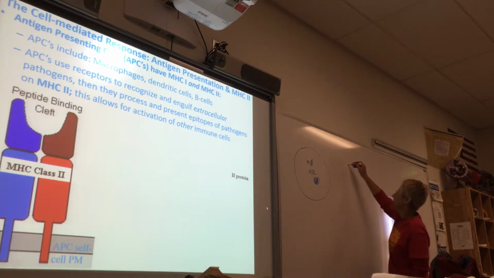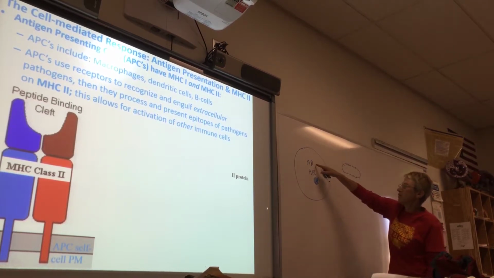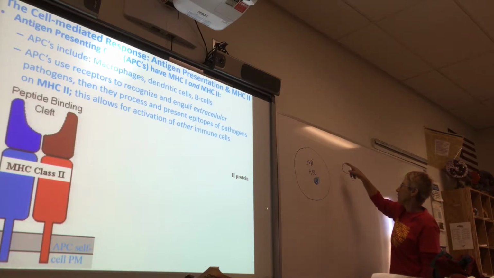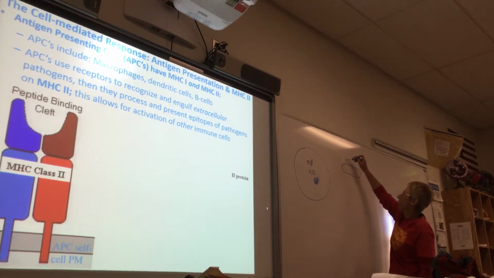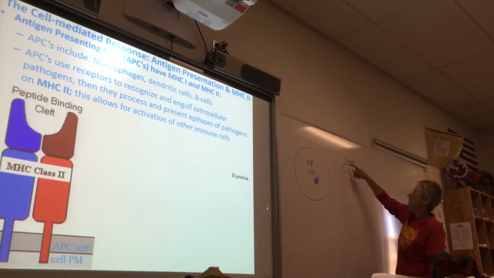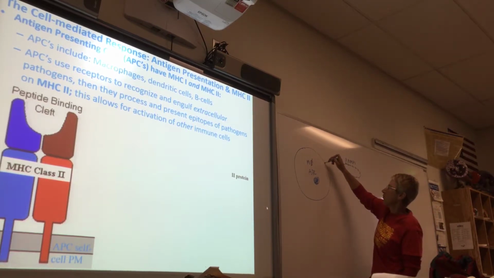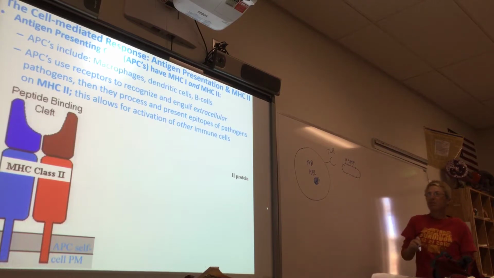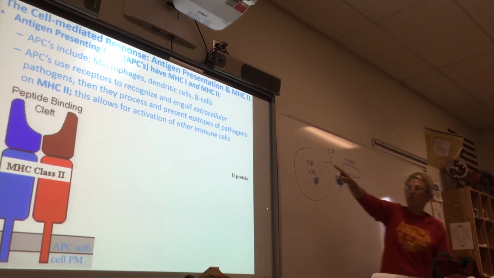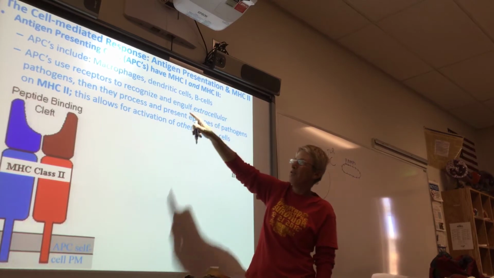And here's bacteria out here. And it's got all its antigens and epitopes on it. How is this macrophage going to recognize that bacteria? PAMPs. Yeah. So the bacteria will have PAMPs, pathogen-associated molecular patterns. And the macrophage, what's the receptor that it will have? Toll-like receptor. It'll have a TLR. So antigen presenting cells use receptors to recognize and engulf extracellular pathogens.